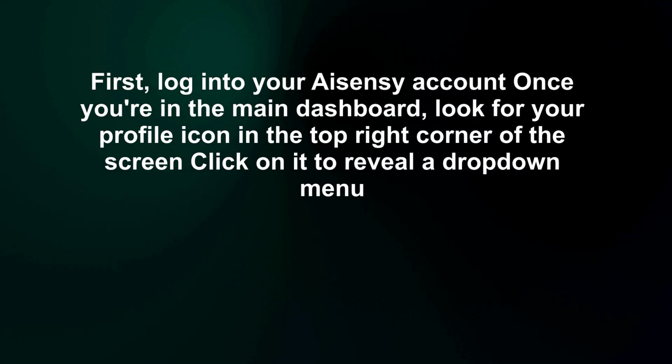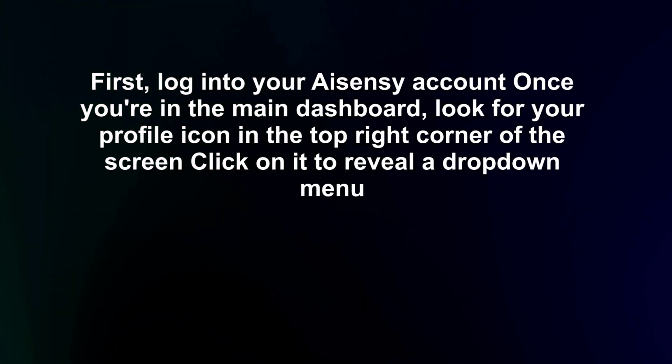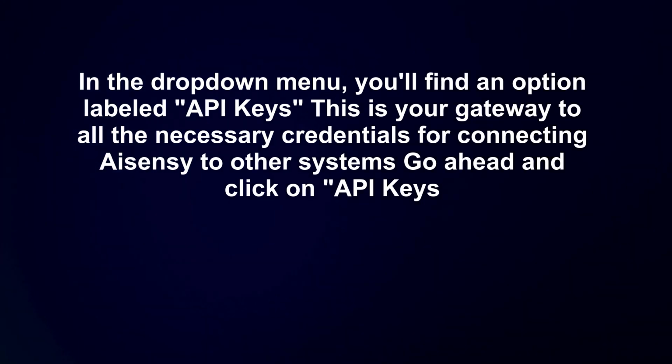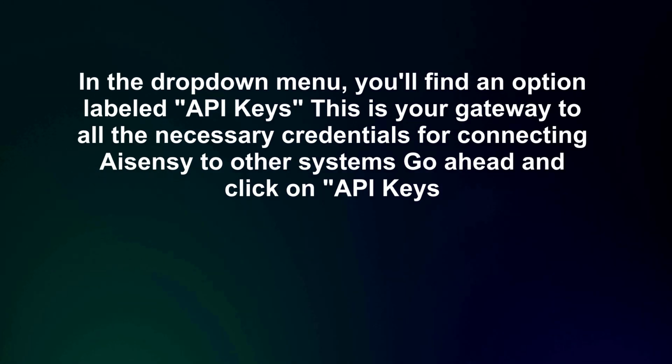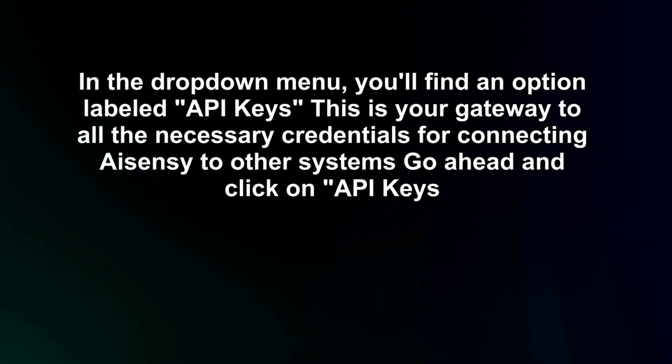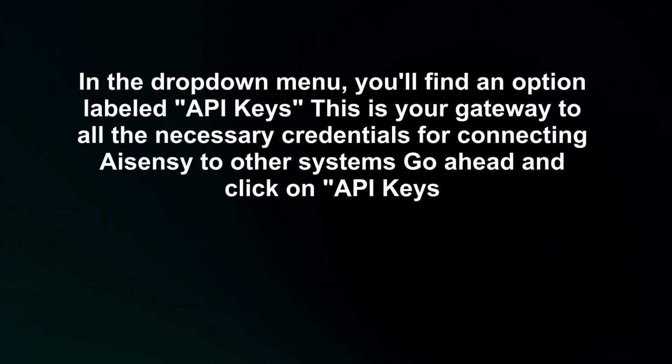look for your profile icon in the top right corner of the screen. Click on it to reveal a drop-down menu. In the drop-down menu, you'll find an option labeled API Keys. This is your gateway to all the necessary credentials for connecting Aisensy to other systems. Go ahead and click on API Keys.